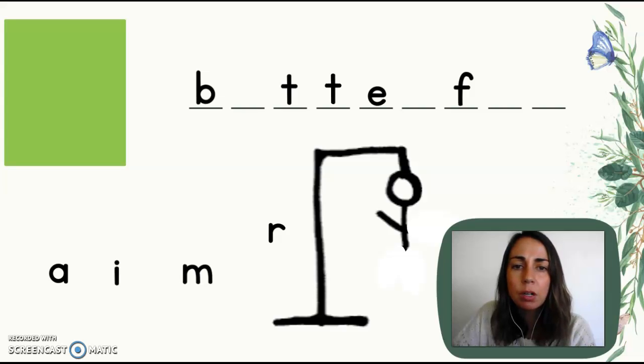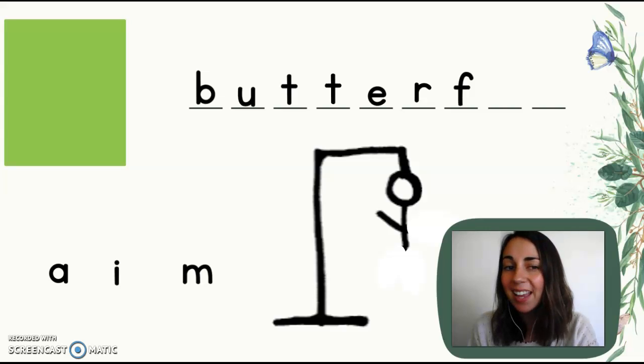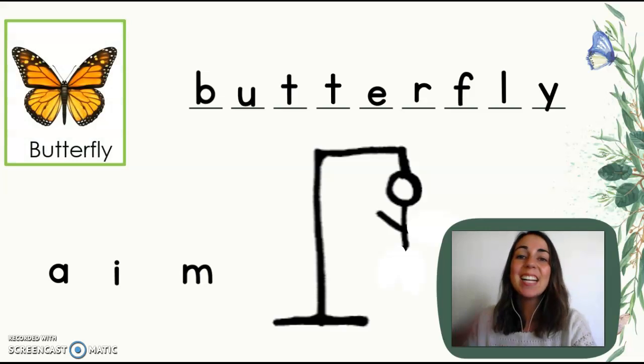What insect is it? Maybe... Oh, yes, very good. Ter. Ah, can it be, let's see, butter. Can it be butterfly? Yes, it's a butterfly. Excellent, girls.